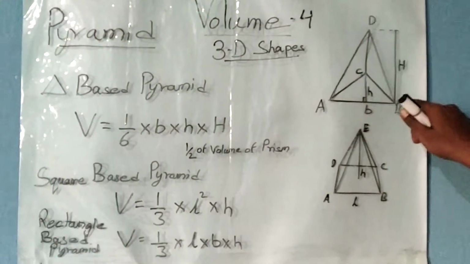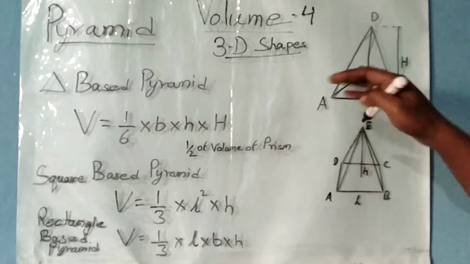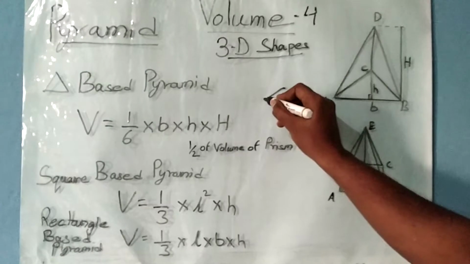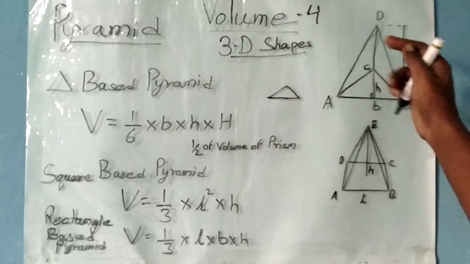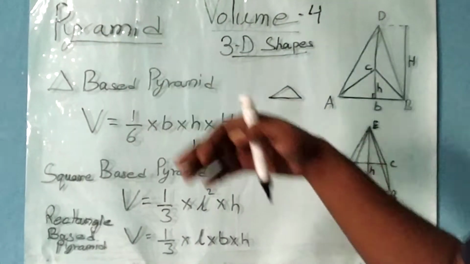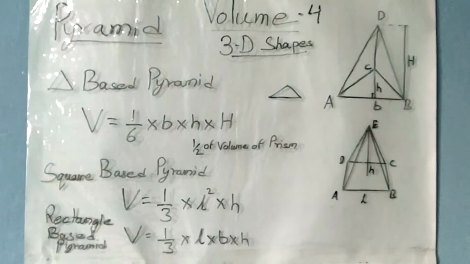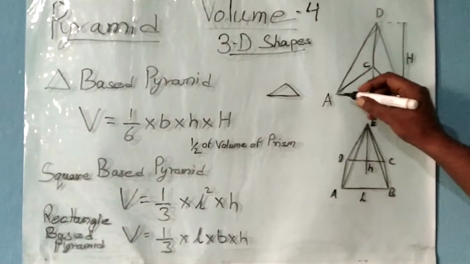This is a triangular based prism. Triangular based prism means the base is triangular. We have already discussed the surface area and properties of the pyramid in our earlier videos. Please watch it so that the concept will be clear. Here I have drawn one pyramid.